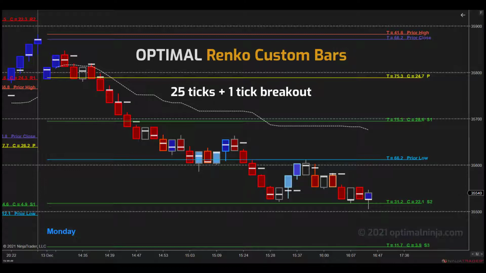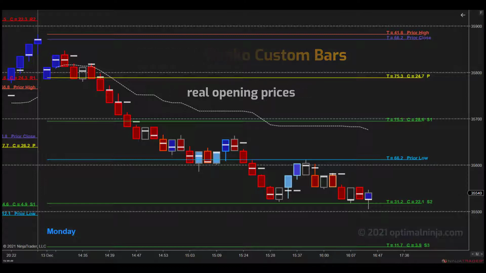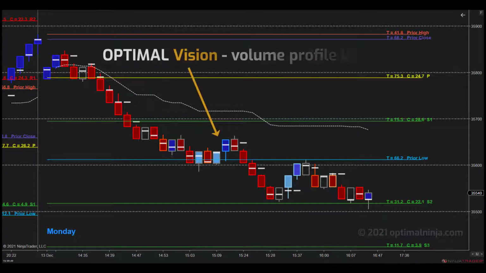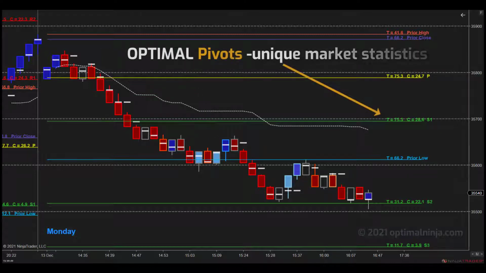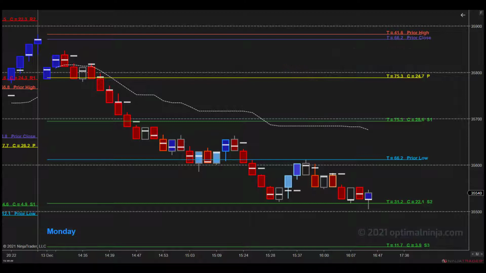And most importantly, all our bar types feature real opens, which means they work correctly with order flow tools and give you greater confidence in backtesting. The bars are coloured by Optimal Vision, our rolling volume profile tool, and the horizontal lines across the chart are plotted by Optimal Pivots, which appends market statistics to your charts derived from 10 years backtesting. So without further ado, let's have a look at this morning's session.